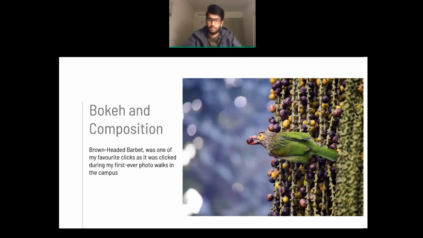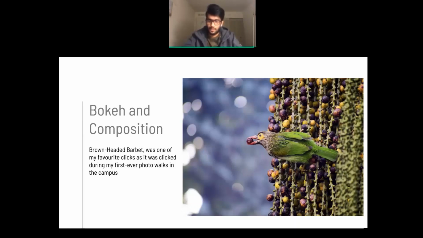Here again, let's talk about bokeh and composition. This is one of my favorite photos, just because it was one of the photos that I clicked in my very first photo walk with one of my seniors. It was clicked in front of our old photography section, I think in the STC building near SAC or near the Student Club.